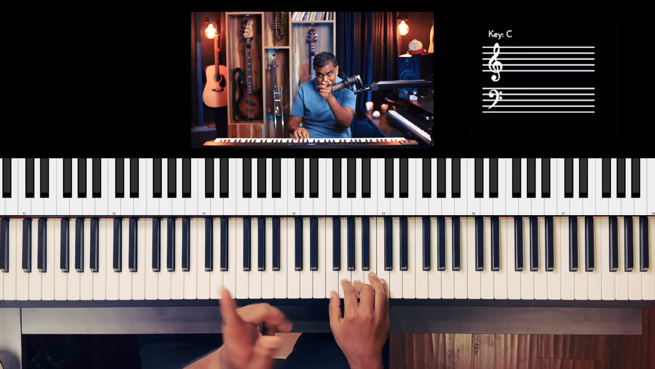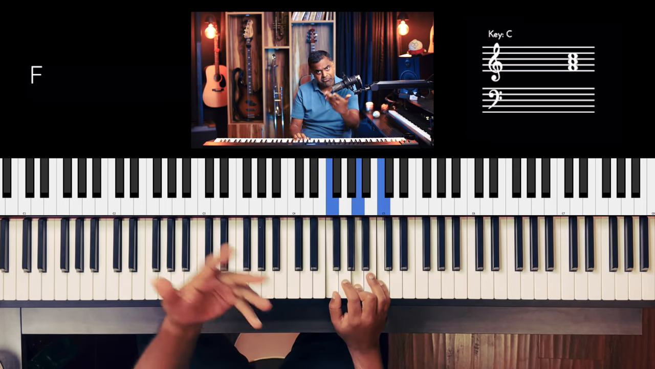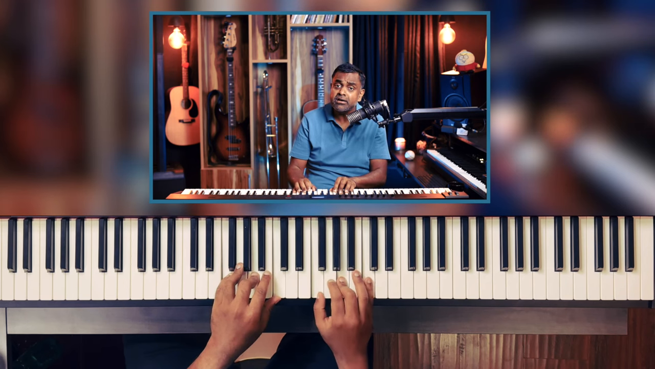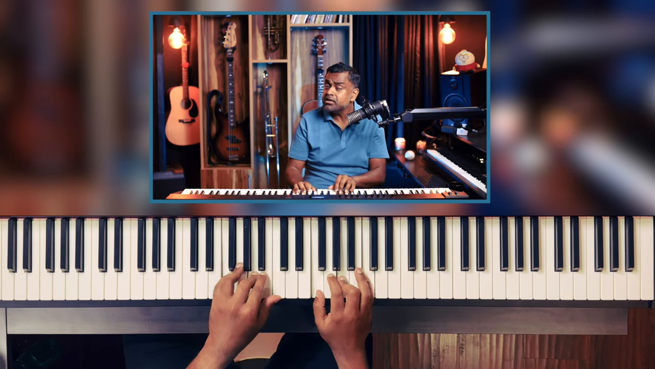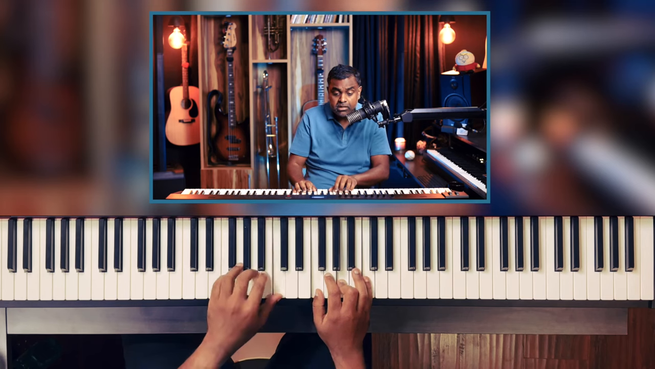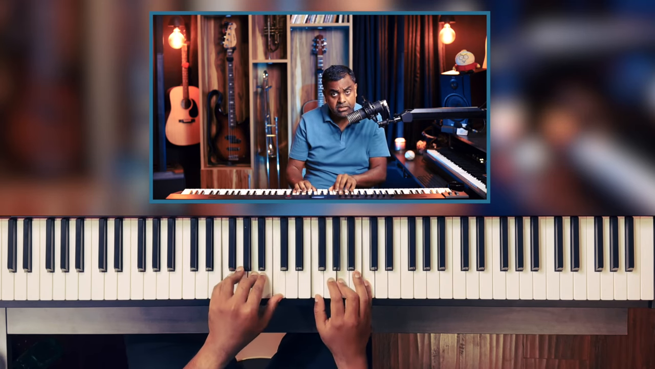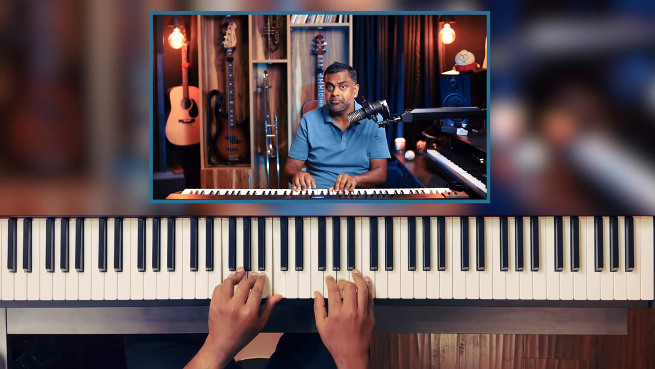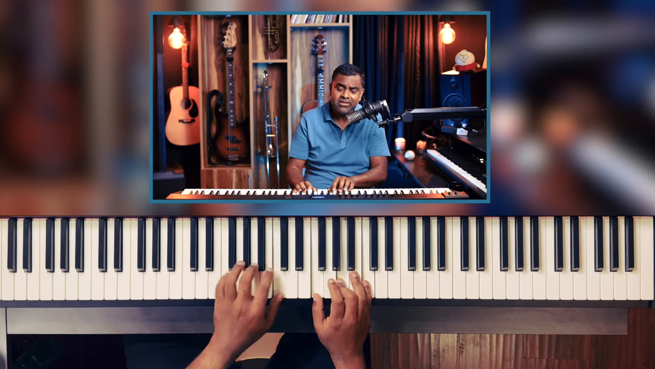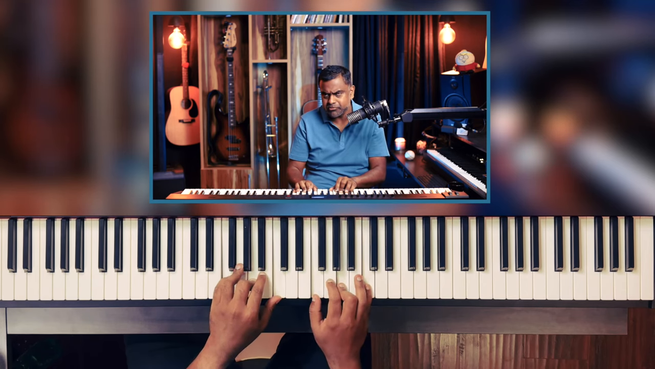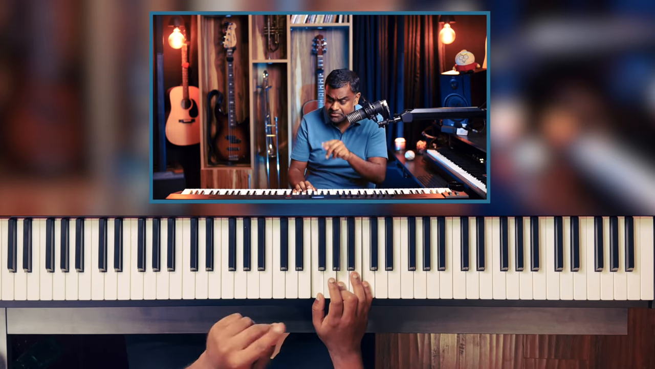Pa ga sa ga pa. I like to do the pa one octave below if you're a bit more advanced. Pa ga sa ga pa. A bit low. Pa ga sa ga pa. Choose your octave that you're comfortable with. So pa ga sa ga pa. So that's H M L M H.